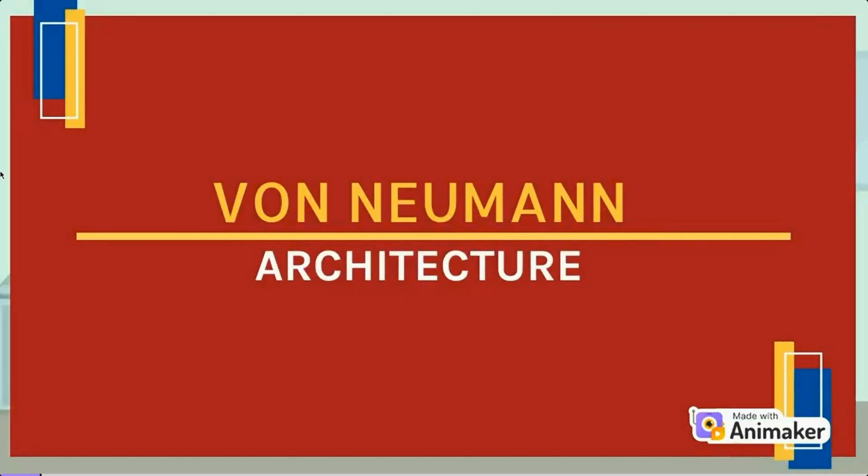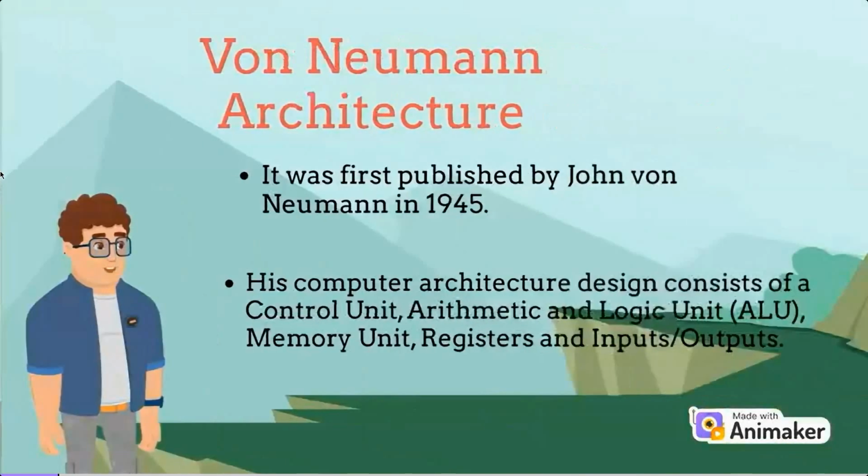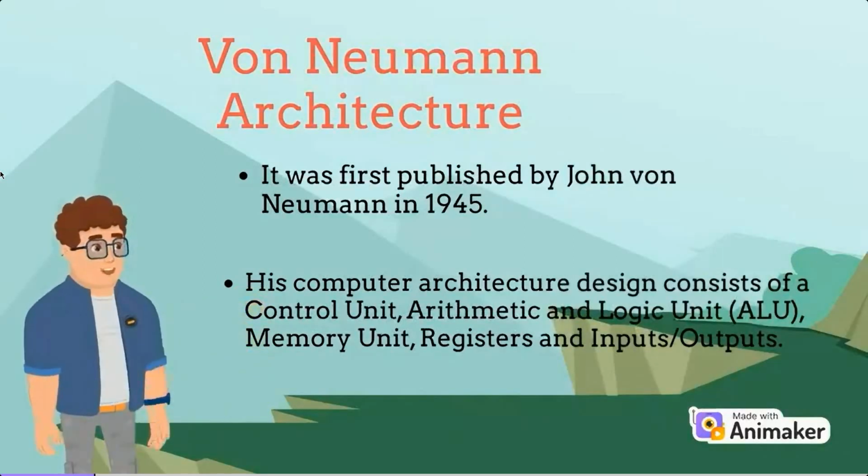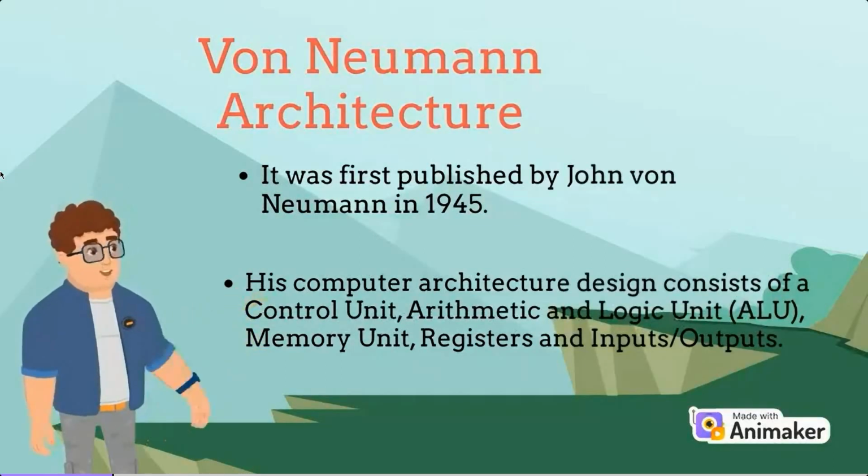The topic we are covering in this session is von Neumann architecture. Von Neumann architecture was first published by John von Neumann in 1945. His computer architecture design consists of a control unit, arithmetical and logic unit, memory unit, registers and input-outputs.